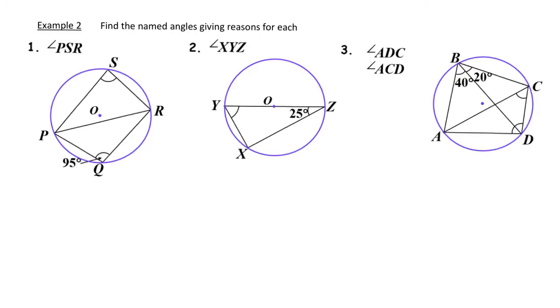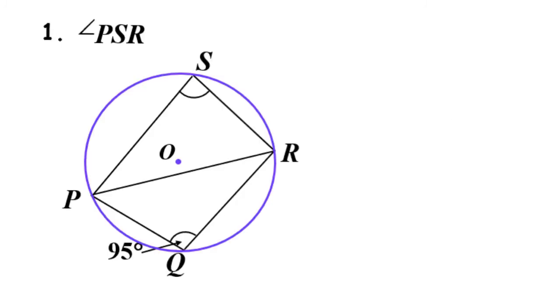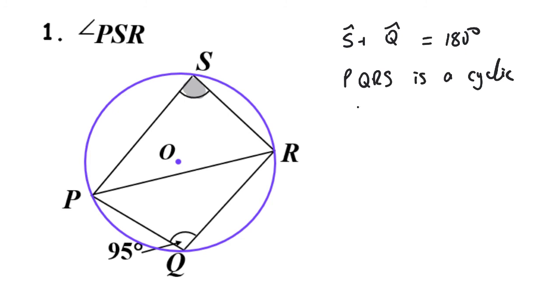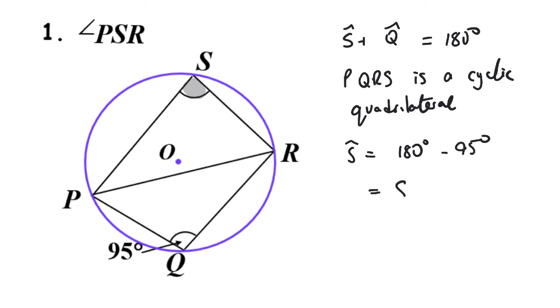So example 2, find the named angles, giving reasons for each. So number 1, angle PSR. So that's the angle at the top. What we have is that angle S plus angle Q must add together to give 180 degrees because PQRS is a cyclic quadrilateral. So then S is going to be 180 degrees minus 95 degrees, which is 85 degrees.